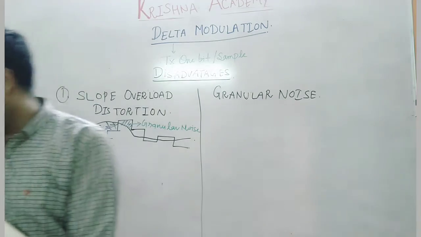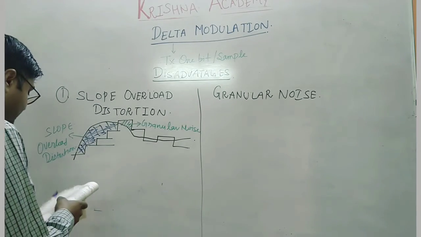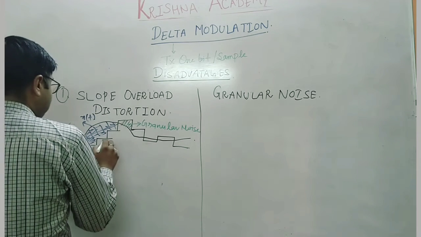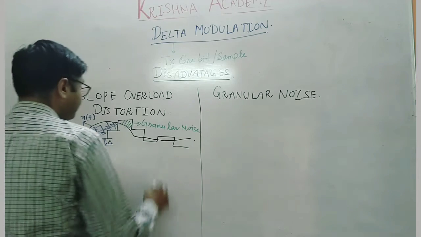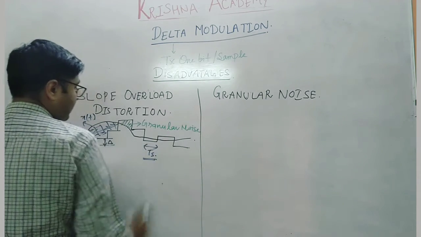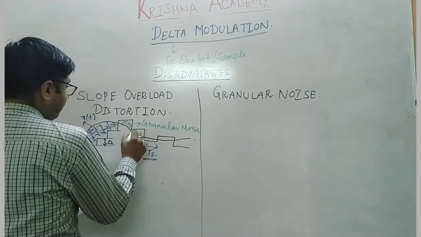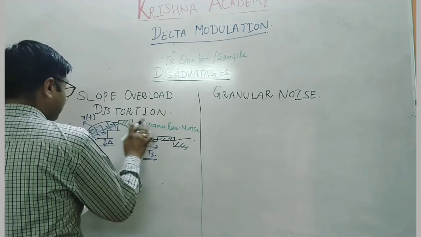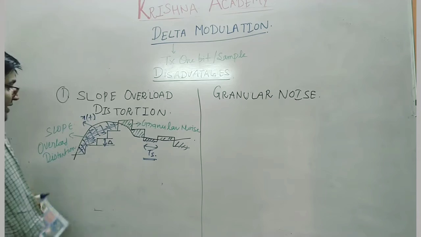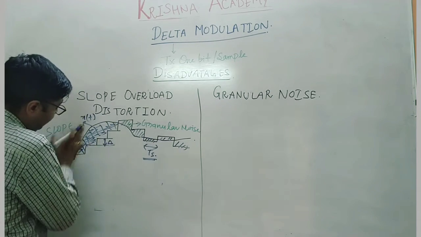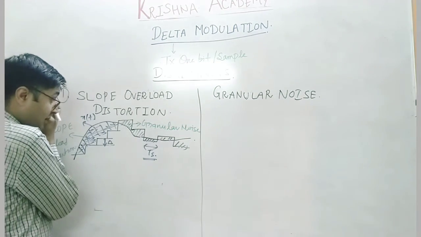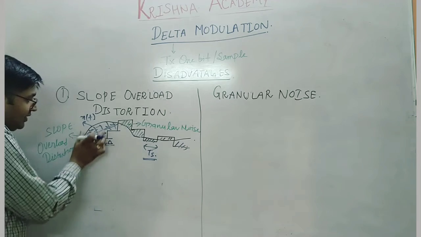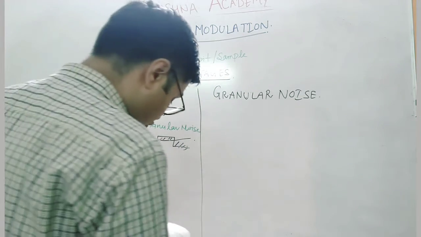You just need to draw it first. This signal is the x(t) as usual. This one is the step size, delta, and this one is your Ts, the sampling time. This part is also granular noise, though I didn't draw it in green. And this part where the slope has been created is increasing in this manner, and there are step sizes over there, so there will be an extra slope, and this is called slope overload distortion.